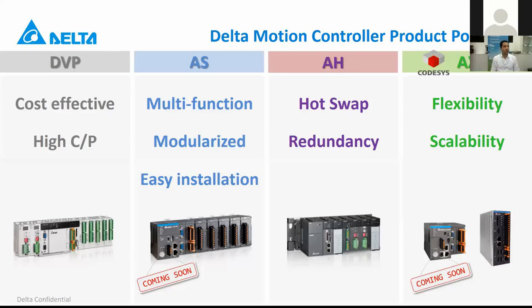Right now, what are the solutions we have? If you are familiar, DVP, AS, and AH are PLC families, and those families also have a motion controller among their family members. We have a DVP motion solution, AS, AH, and now we have a CODESYS-based motion solution, and it's called AX. You can see the highlights over here. For the AH, for instance, hot swappable and redundancy. For AS, multifunction, modularized, easy installation. And DVP, high performance, cost effective, and AX, flexibility and scalability.